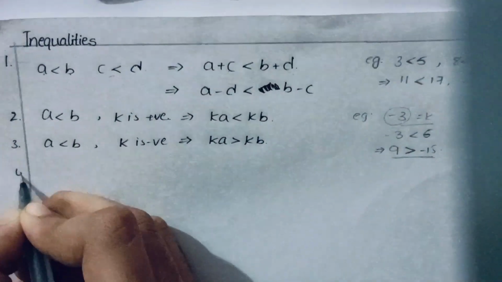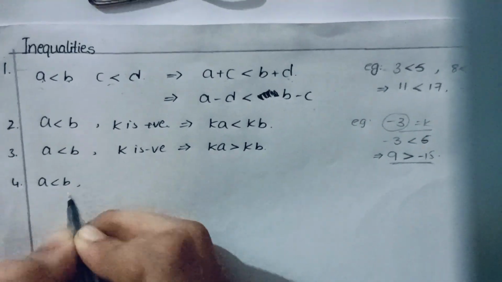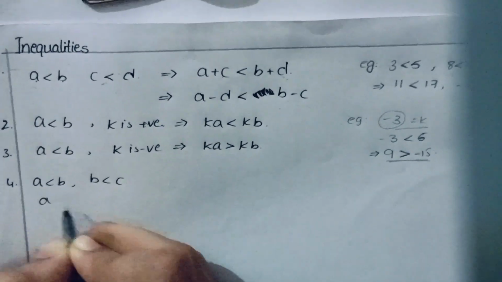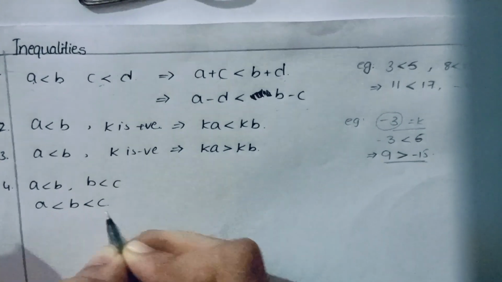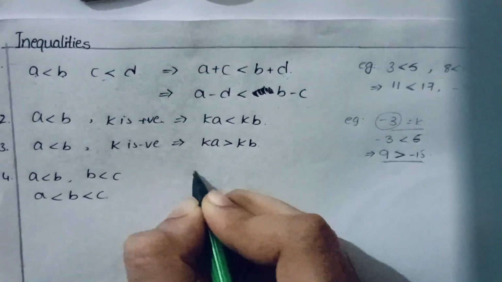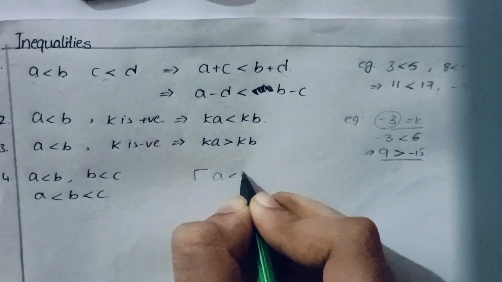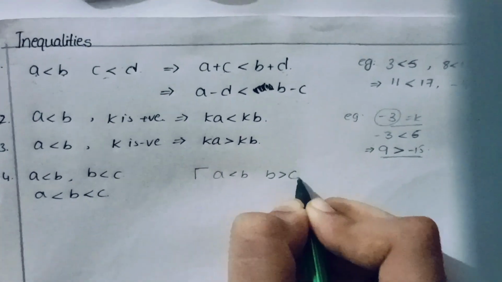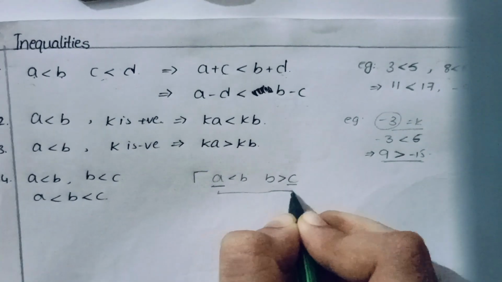And coming to the fourth point, this is a very simple property. a is less than b and b is less than c, then we can say a is less than b is less than c. This is nothing but the transitive property of inequality. Take note of this point here: if a is less than b and b is greater than c, then there is no relation between a and c. We cannot have any relation.